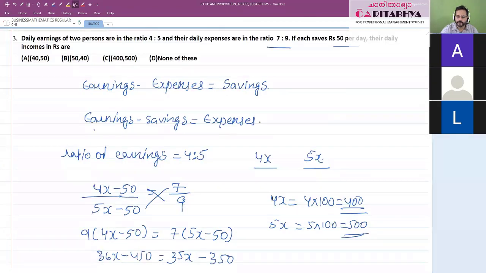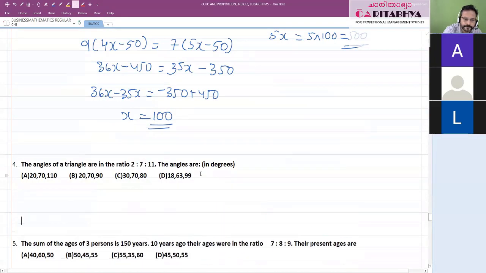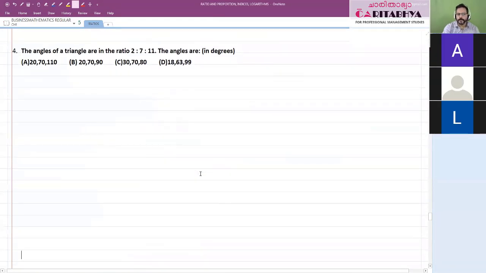Question. Then next question. The angles of a triangle are in the ratio 2 is to 7 is to 11. Then the angles are: the angles of a triangle are in the ratio 2 is to 7 is to 11.